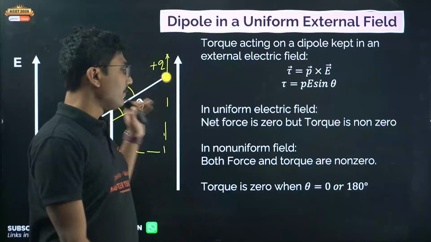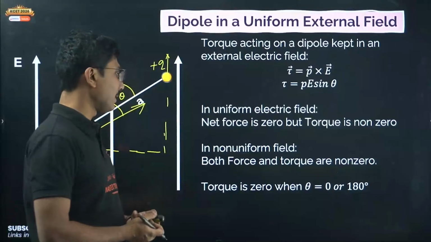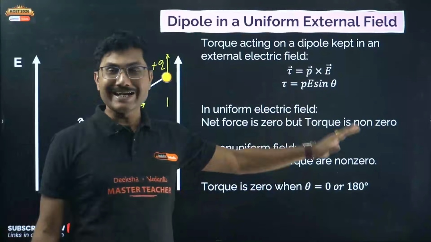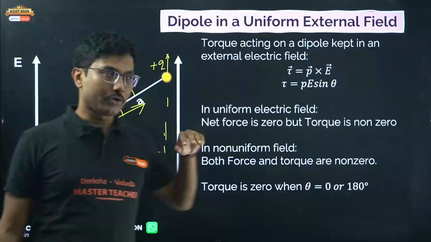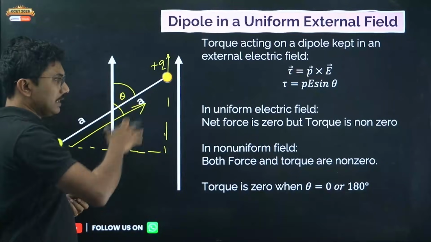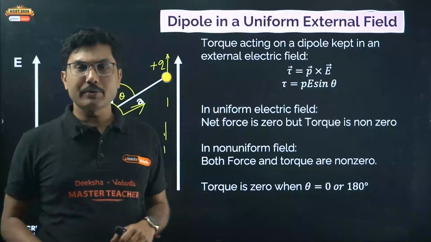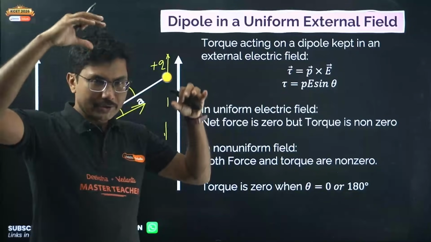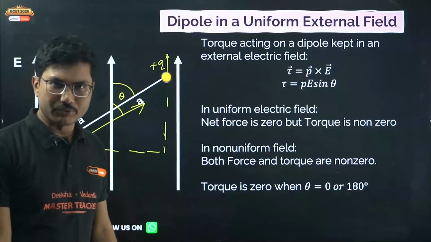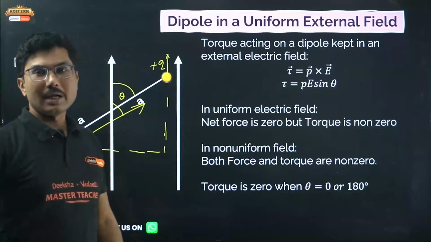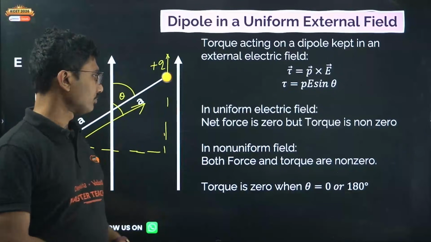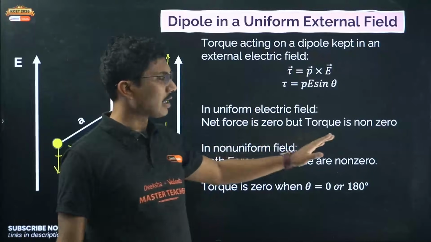If the field is non-uniform, then both force and torque are non-zero. Basically, if the field is not constant, one charge will experience more force compared to the other, so the combination will also move in the direction of that force. So it will be a very unique motion. Both force and torque are not 0.